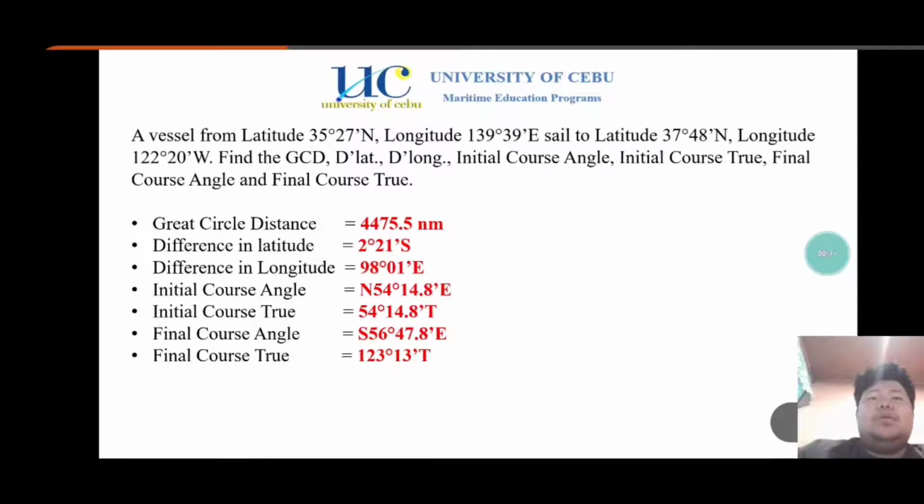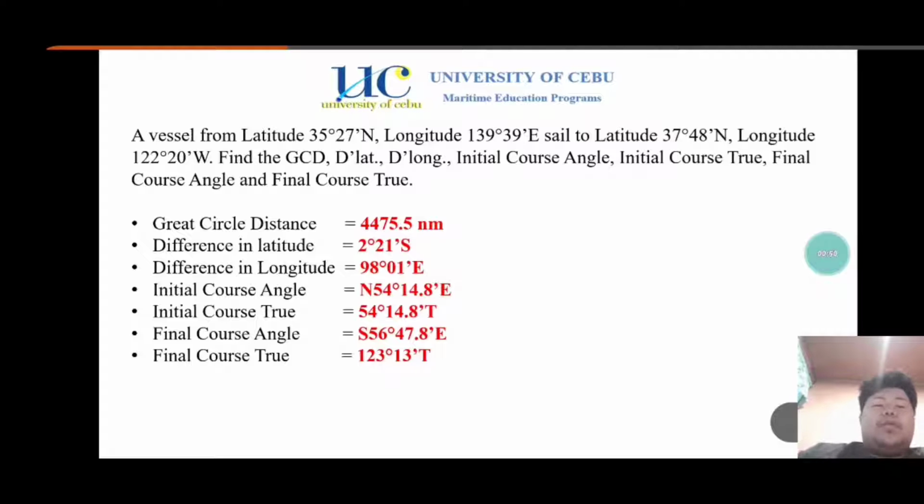The problem: a vessel from latitude 35 degrees 27 minutes north, longitude 139 degrees 39 minutes east, is to sail to latitude 37 degrees 48 minutes north and longitude 122 degrees 20 minutes west. Find the GCD, D long, initial course angle, initial course to final course angle, and the final course. So first we need to get the difference in latitude and difference in longitude.